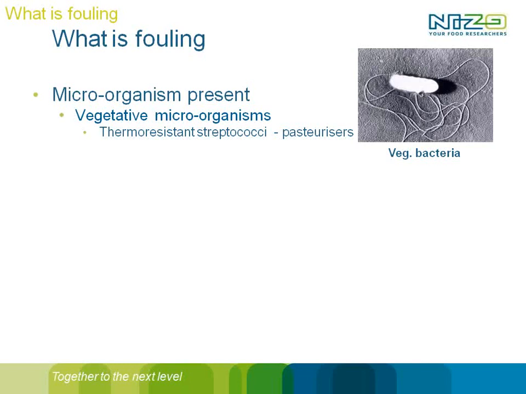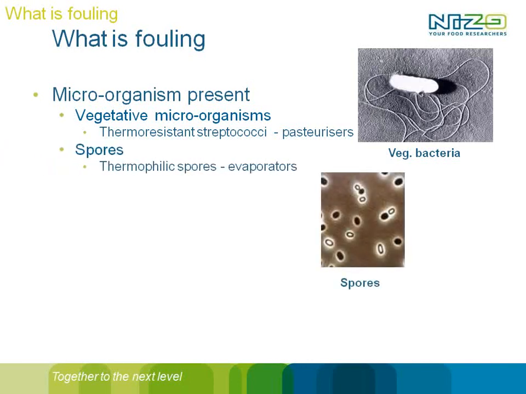An example is the thermoresistant streptococci, which are famous for growing very fast in the downside regenerators of pasteurizers. And they grow so fast that they can even increase in concentration, so that you have more at the end of the process than at the beginning of the process. So you get some kind of fermentation process in your heat treatment equipment.